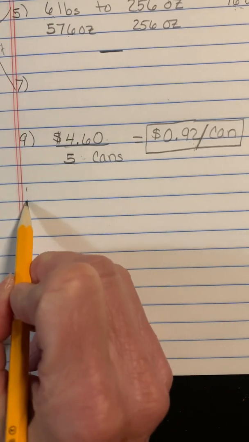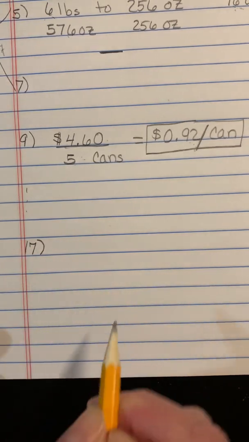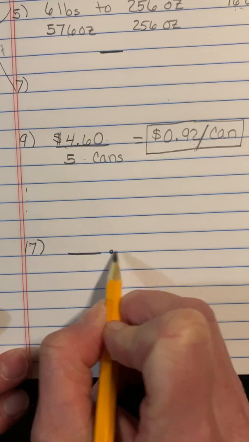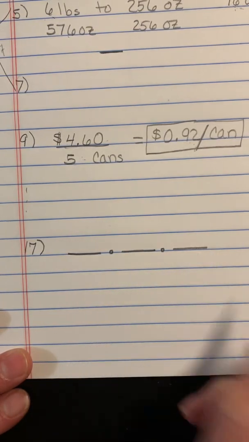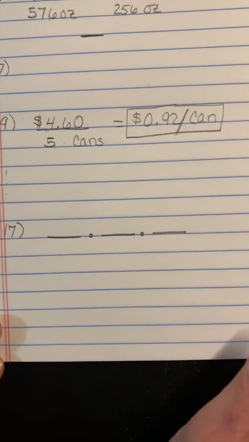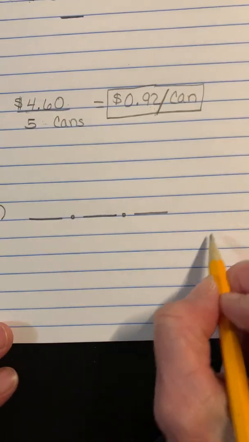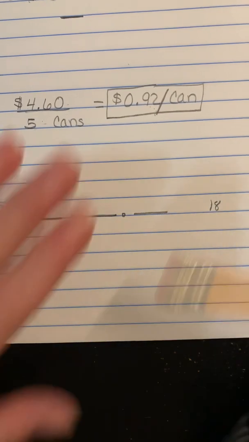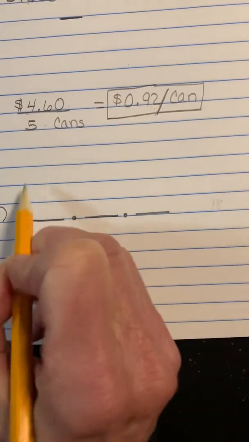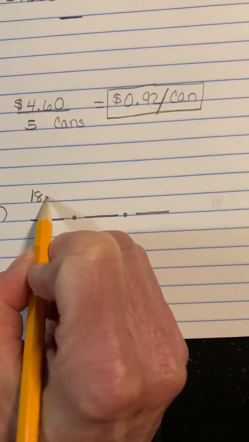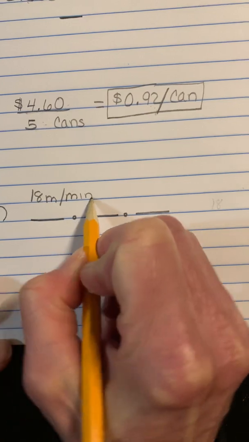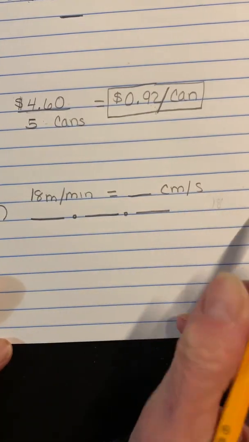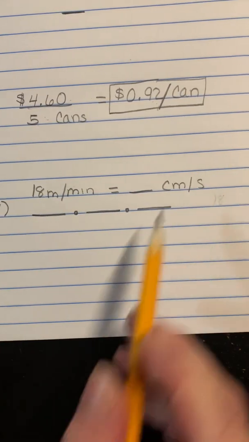Then we get down all the way to 17, and this is our dimensional analysis. So remember how I said to set it up. You start like this, and you set up about 3 of them. You may need 2, you may need 3, you may need 4, but the bottom line is you're trying to get from 18 meters per minute to something centimeters per second. So you can see I'm going to have a double conversion right here.